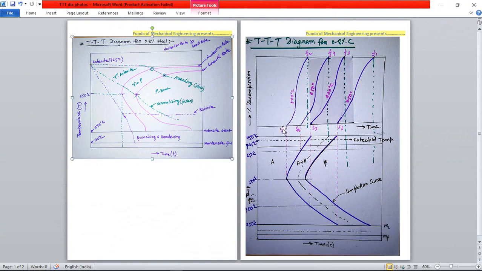Then after knowing the starting point of decomposition and finish point of decomposition, what we do is that the points of decomposition starting and the points of decomposition finishing are joined by a smooth curve. This smooth curve is known as the S curve, and below this curve is known as the C curve. Okay, the bottom curve is known as the C curve and the top curve is known as the S curve.